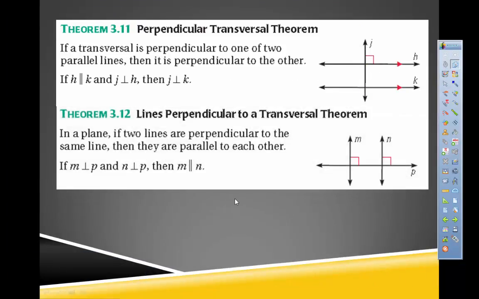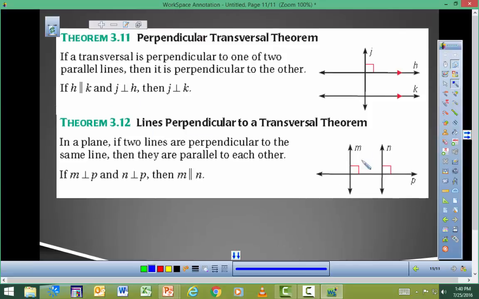Here's another theorem about perpendiculars. In a plane, if two lines are perpendicular to the same line, then they're parallel to each other. So what this one is basically, it's the converse. It says if you have this and this, then you find out that these lines are parallel.